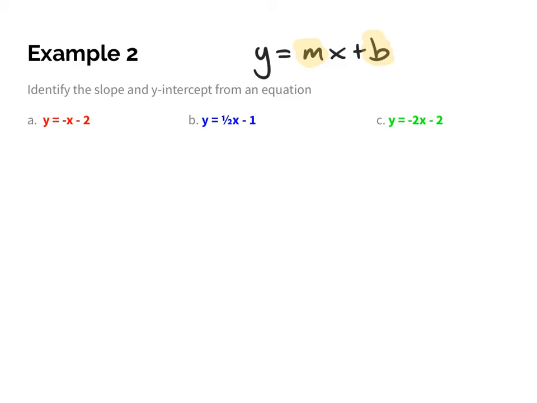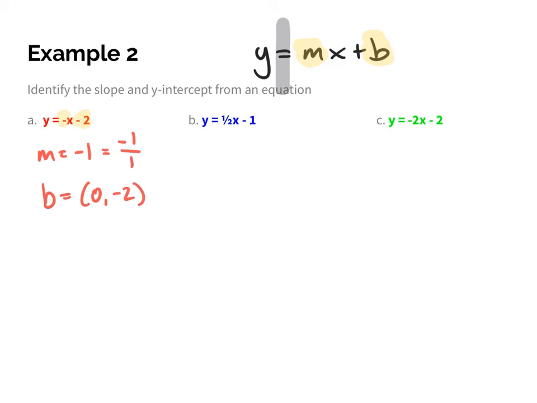So m is always attached to x, b is always by itself, as long as our y is alone on the left side. In this first example, I have y equals negative x minus 2. The number in front of the x, or attached to the x, is going to be my slope. Now notice there's not a number written there, so that means my slope is going to be negative 1. Now what does negative 1 mean? Negative 1 means I'm going to go down 1, and remember I can always put it as a fraction over 1. My y-intercept then is going to be the number by itself, so that would be the minus 2. So my y-intercept b is going to be the point 0, negative 2. We'll plot that point then.